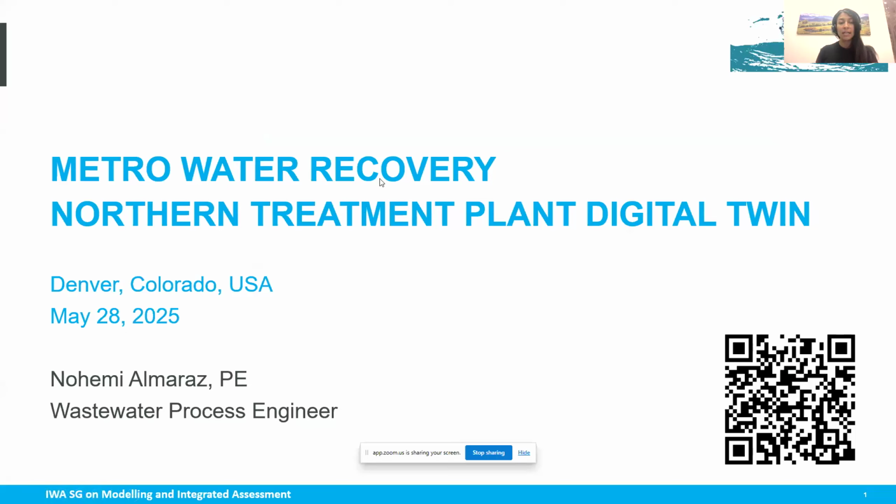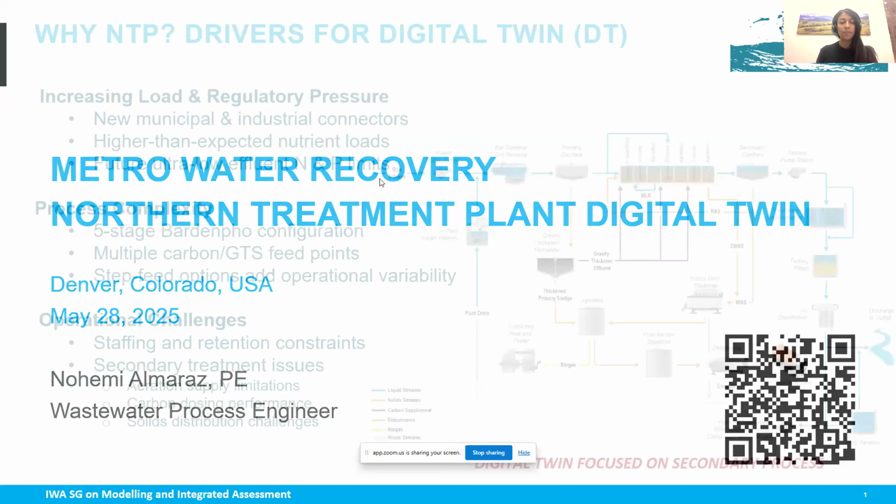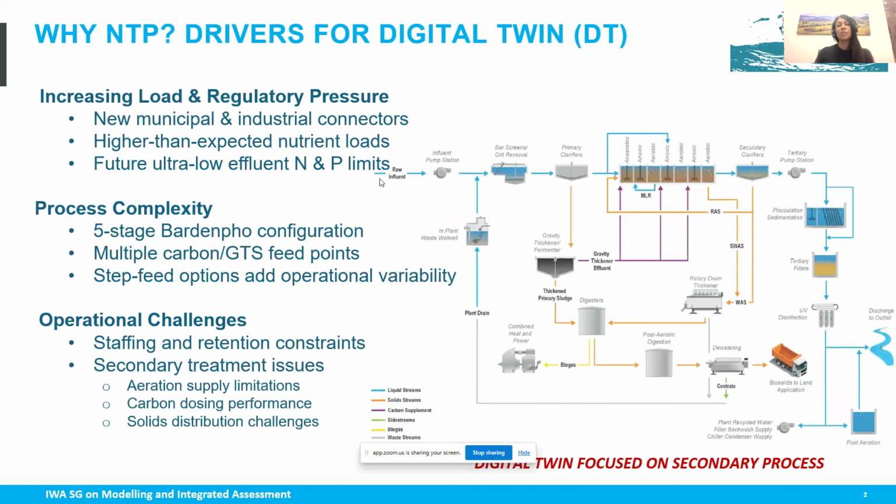So today I'm going to be presenting about Metro's digital twin at the Northern Treatment Plant. So Metro has two facilities, the Robert Hite facility located in Denver, Colorado. That one's a 220 MGD treatment plant, and it also operates the Northern Treatment Plant located in Brighton, Colorado. That was designed for 28.8 MGD flows. That facility was commissioned in 2016 as a state-of-the-art facility.